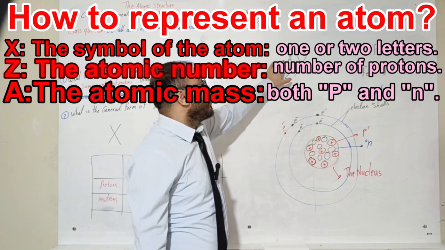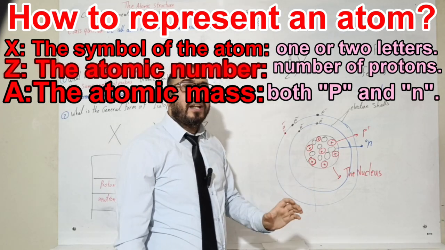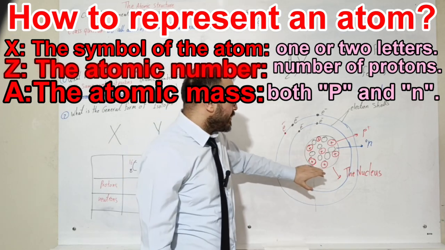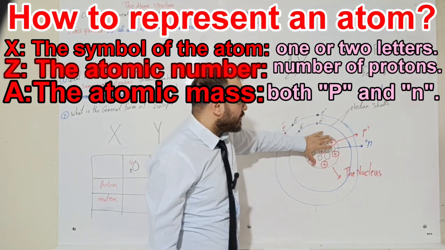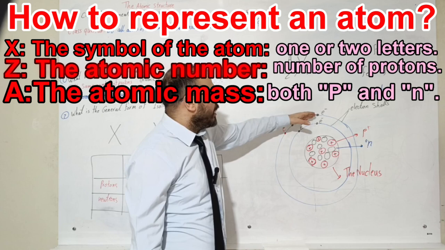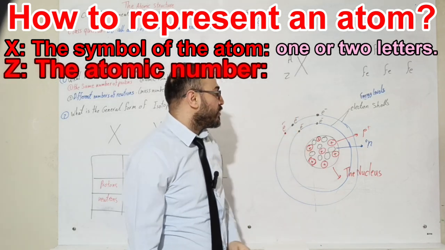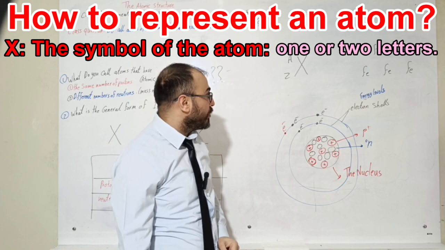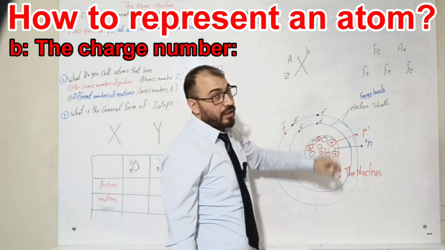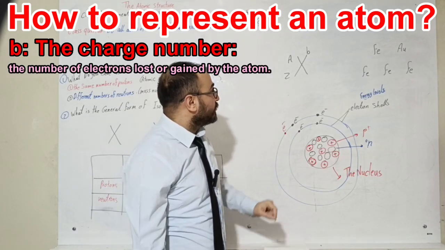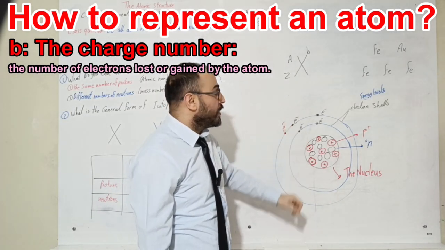And we said that we call it the atomic mass because generally more than 99.99% of the mass of the whole atom concentrates in its nucleus, because the electrons are very, very light if you compare them to the other components in the nucleus. Then we said that this is the charge number, and it refers to the number of electrons lost or gained by the atom.